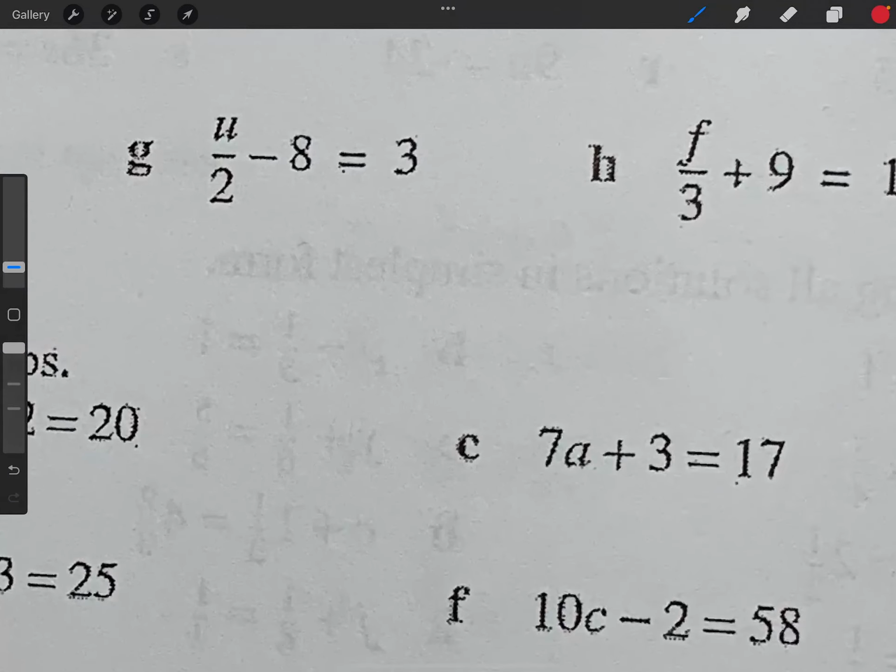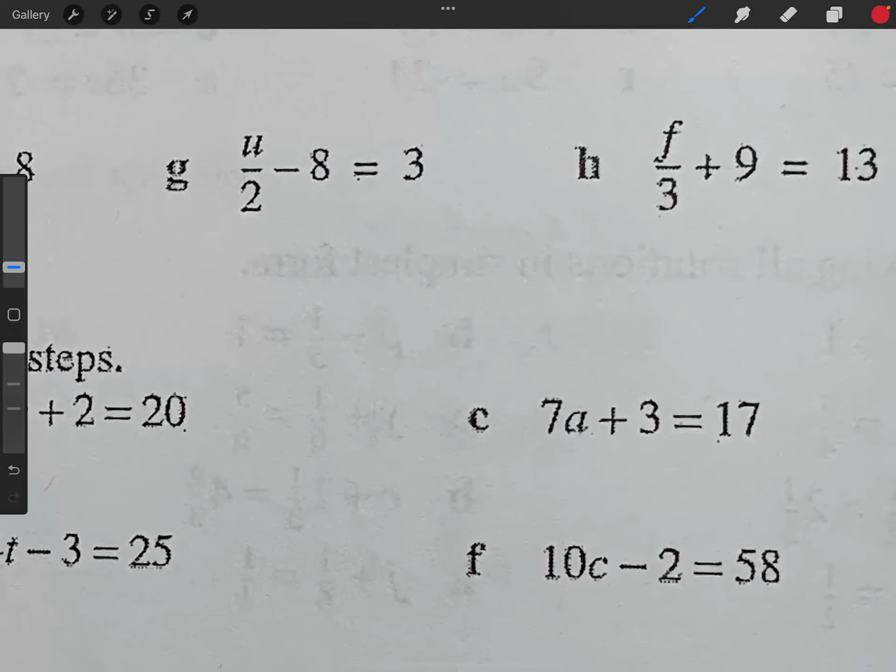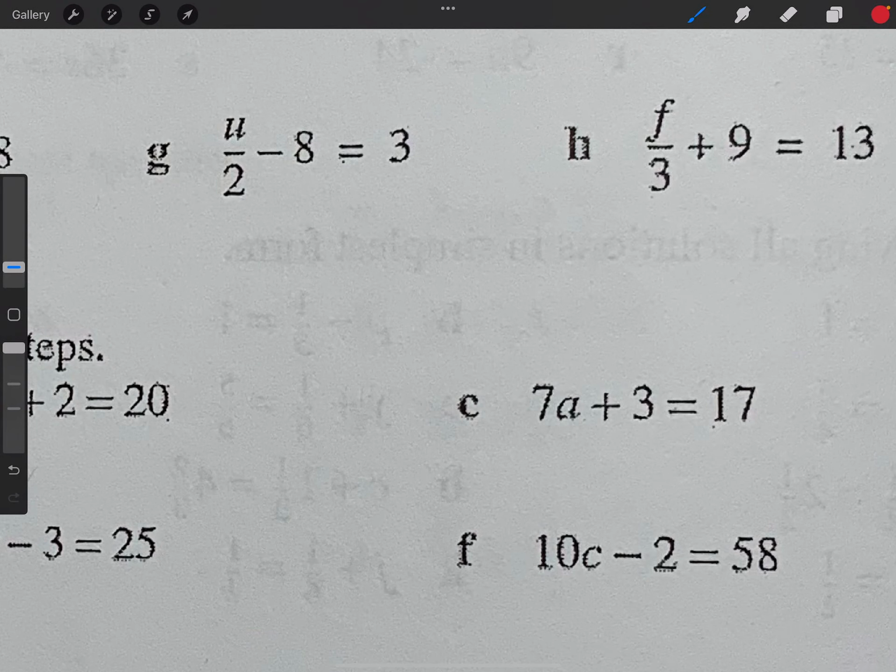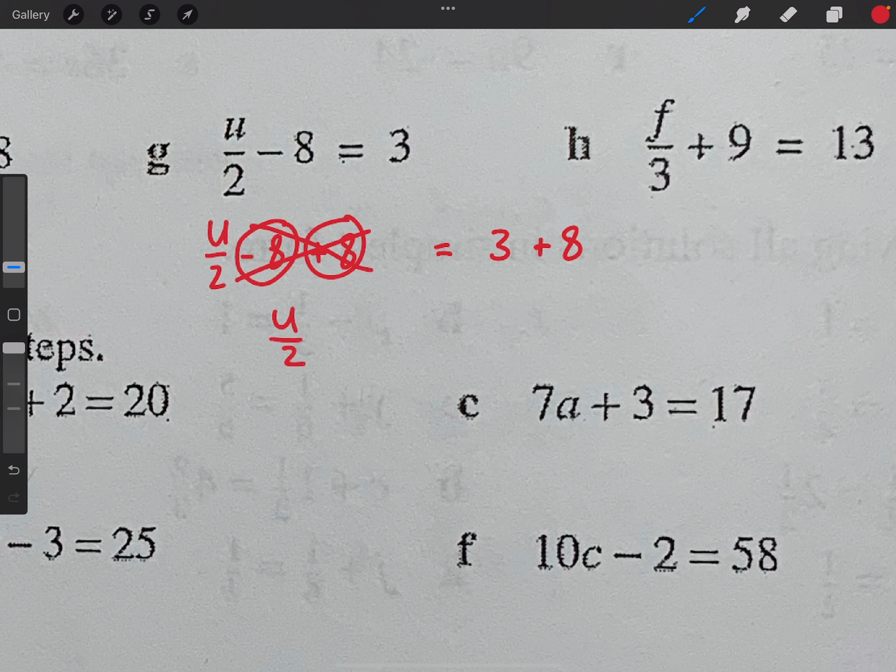Let's try maybe this one here. Question G. So you've got u divided by 2 and then you minus the 8. Let's deal with this minus 8 first. I think it'll be easier this way. If you want to get rid of this minus 8, we just have to plus 8, right? Imagine you have u over 2 minus 8 equal to 3. If I plus 8 to this side, I must plus 8 to this side. And when I add 8, minus 8 plus 8 is 0, so that disappears. You're left with u over 2 is equal to 3 plus 8, which is 11.